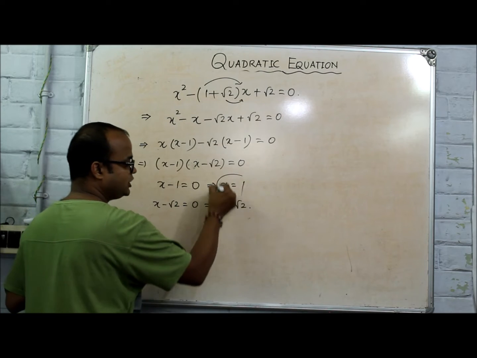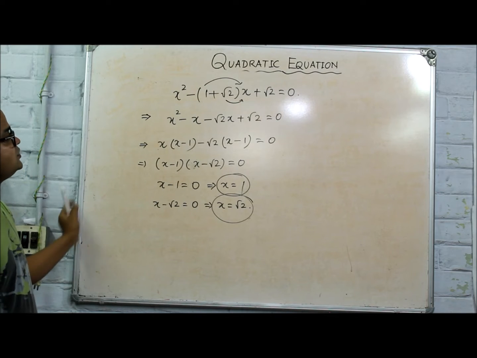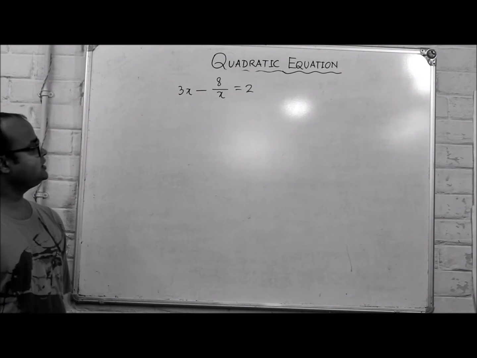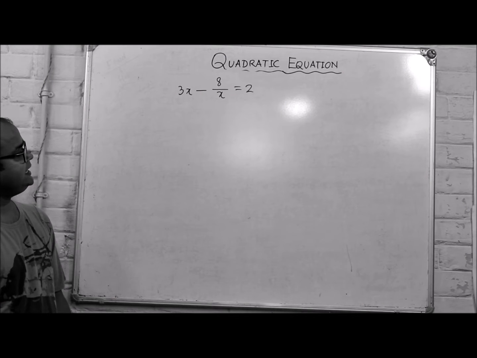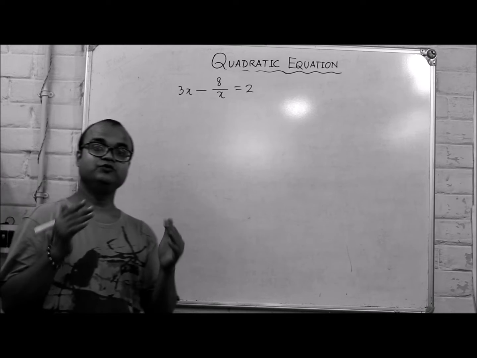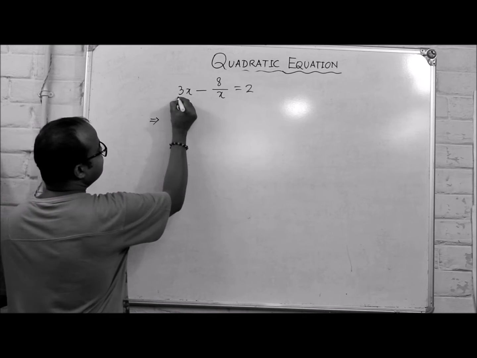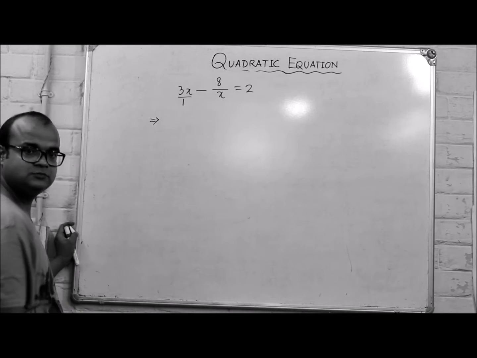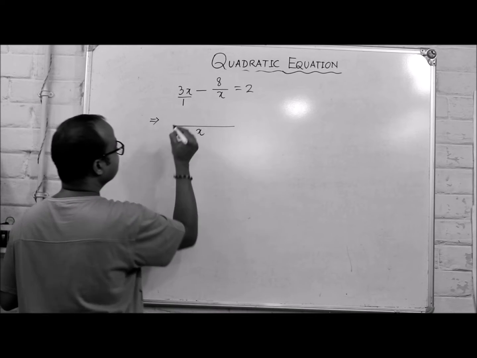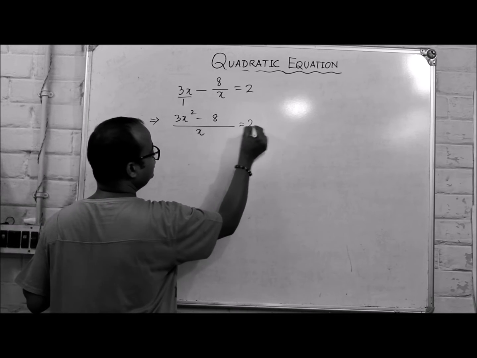So x is equal to 1 and x is equal to root 2 is a solution of this quadratic equation. Let us take another example. 3x minus 8 by x is equal to 2. First, we need to take the LCM. If you take the LCM, so 3x by 1. So LCM of 1 and x is equal to x. So we'll get 3x square minus 8 is equal to 2.